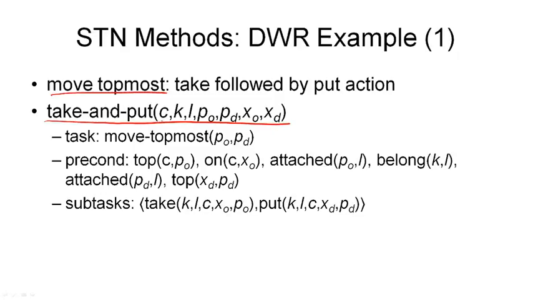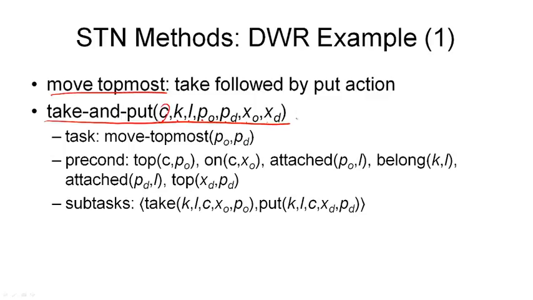So I'll go through this. C is the container that we're trying to move. K is the crane with which we pick it up and put it down. This all happens at location L. And then we have the pile in which the container is originally and the pile to which it is being moved. Then we have XO and XD. These are two containers. XO is the container from which we're taking the container that we're moving. That's C. And XD is the destination container onto which we're putting this container. So these are all the objects involved in the take and put method.